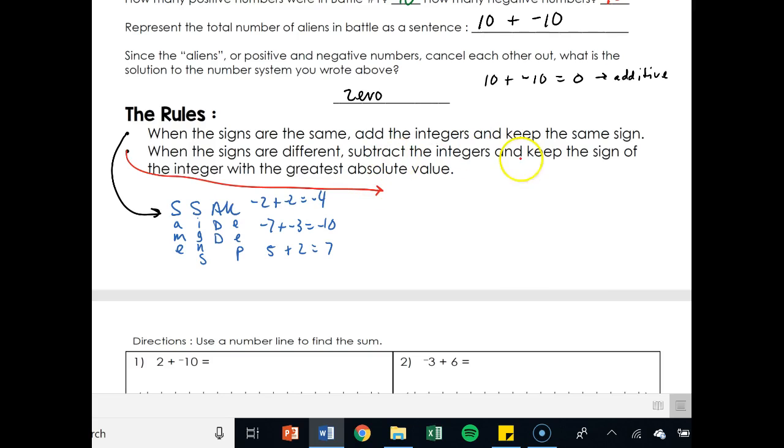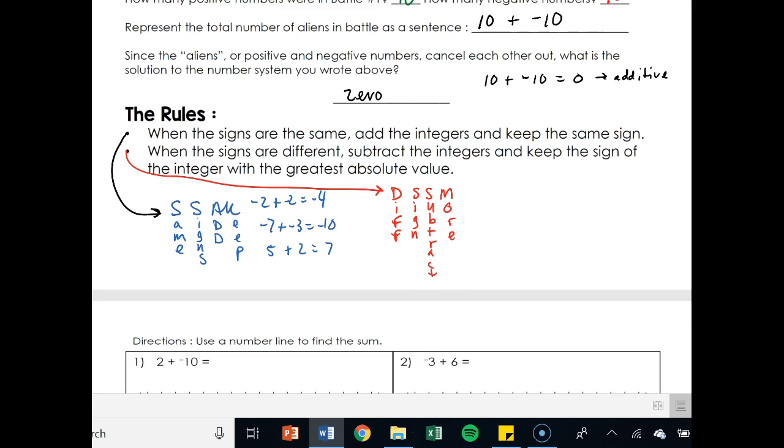when signs are different, subtract the integers, keep the sign of the integer with the greatest absolute value. We're going to call this DSSM. Different signs, subtract, and more. Keep the sign that you have more of.